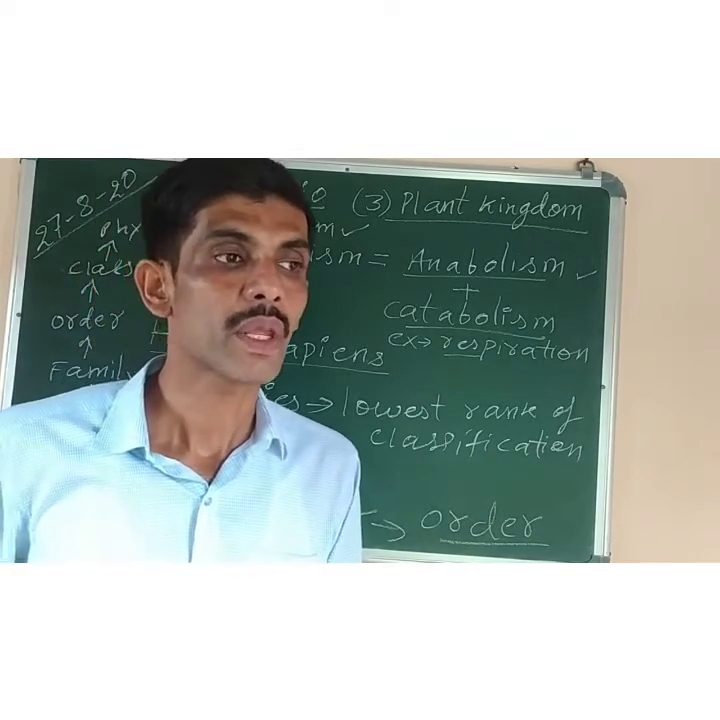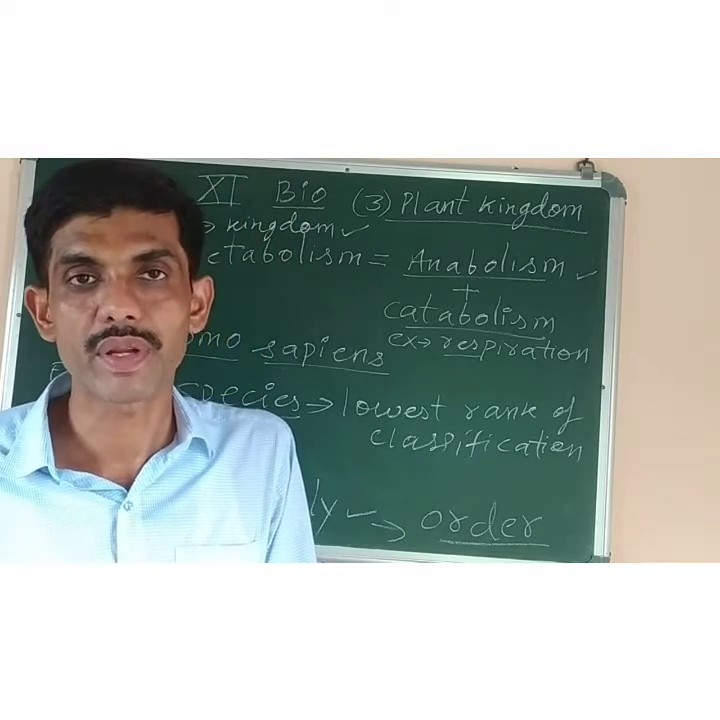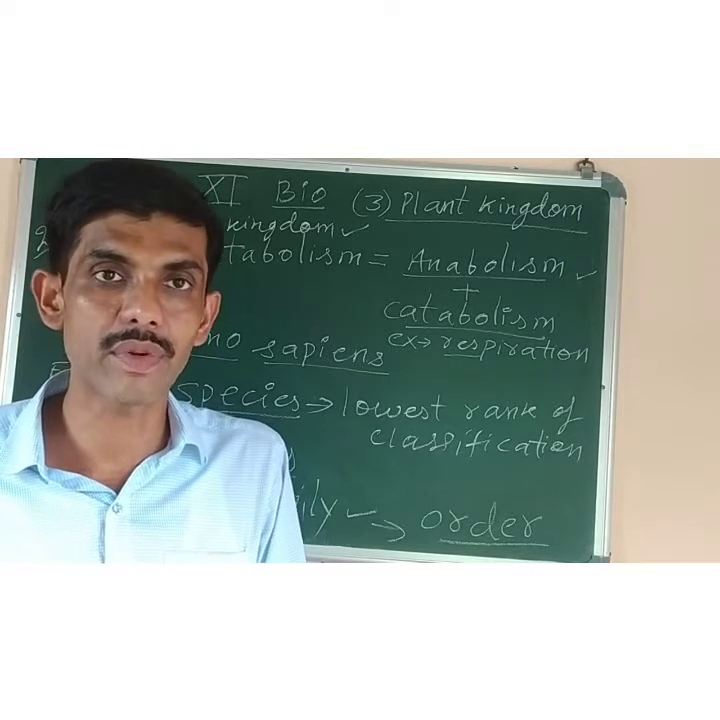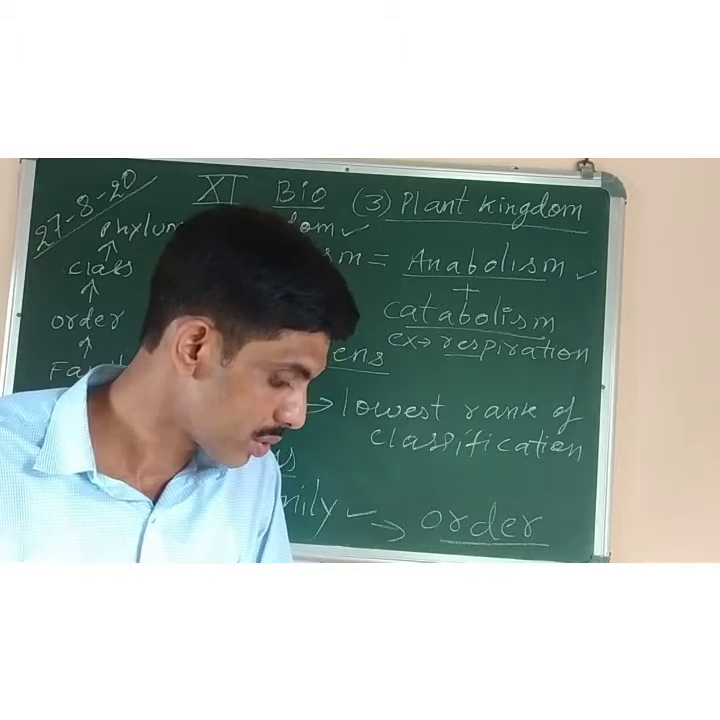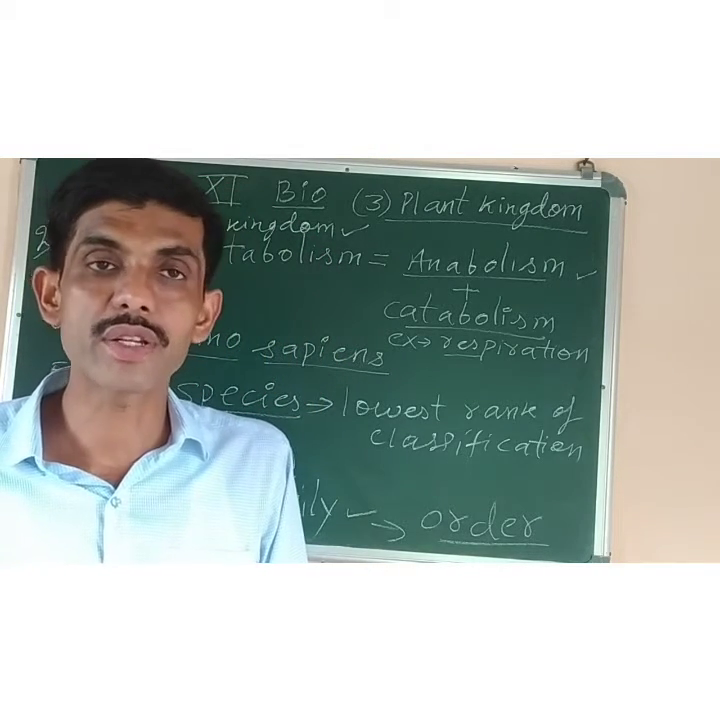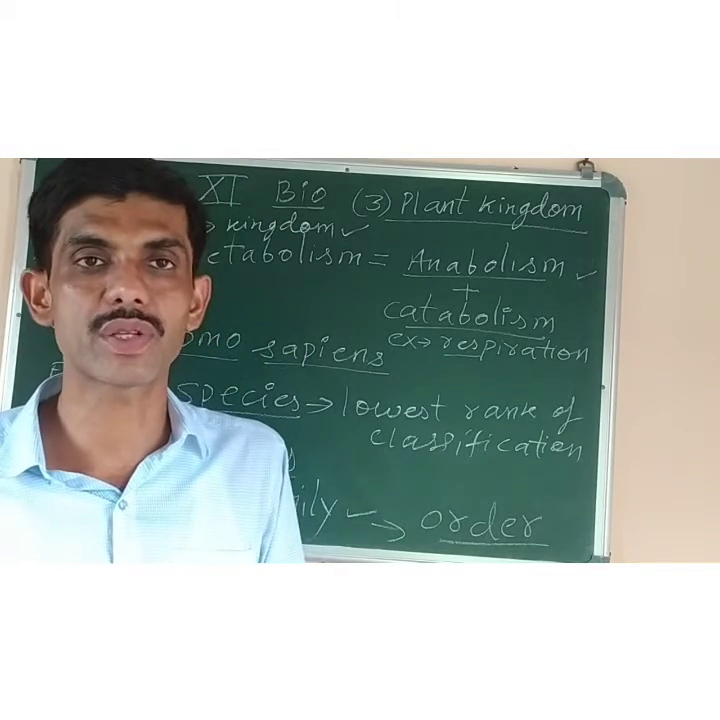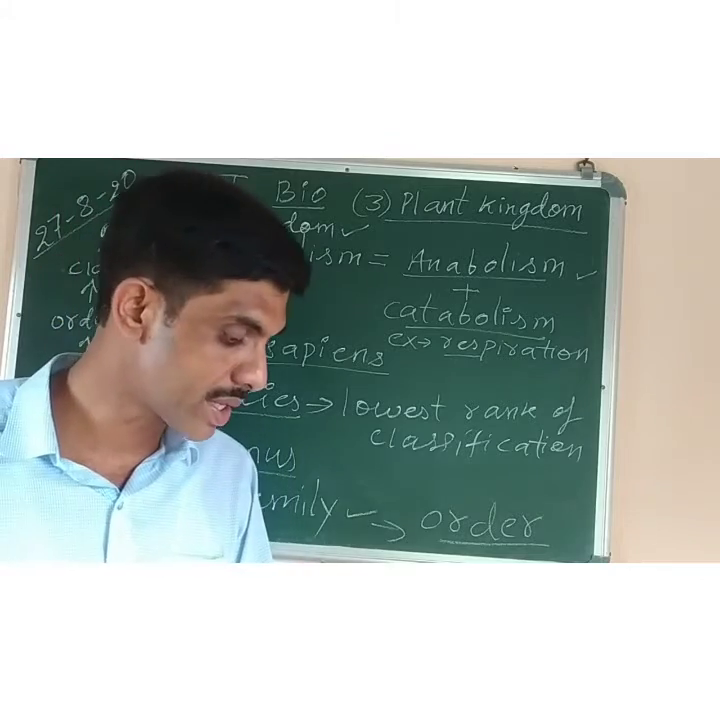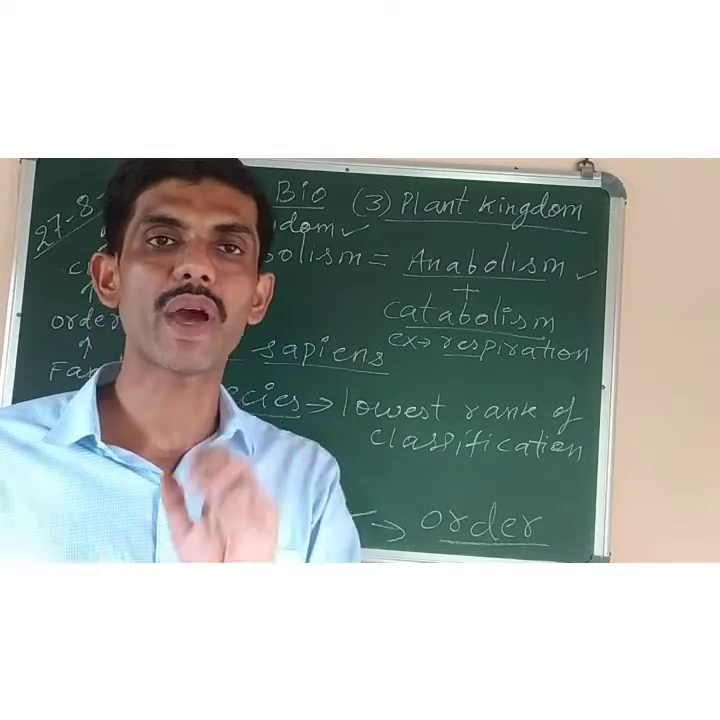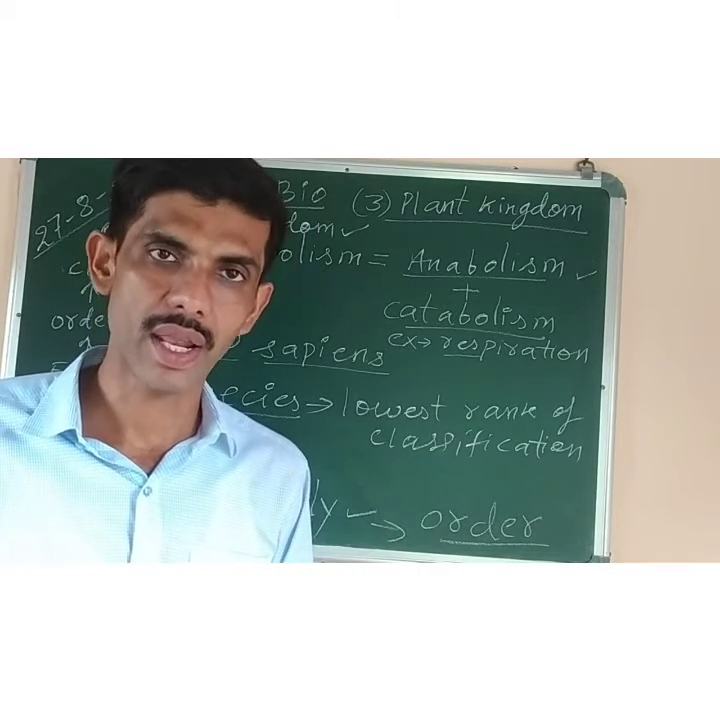Why? Because many living things which show the characters of both plants and animals were kept there, and those organisms which show neither the character of plants nor animals were also kept in those categories. So that's why it was not possible for the scientists to continue with the two kingdom classification. Later on, the 5 kingdom system of classification was given by a scientist called R.H. Whittaker in 1969, and he classified all the organisms into 5 kingdoms. What are they? Monera, Protista, Fungi, plant and animal kingdom.